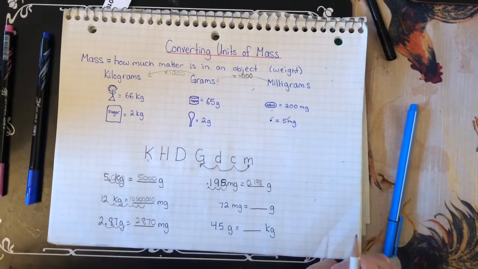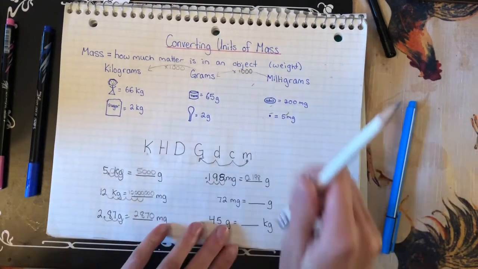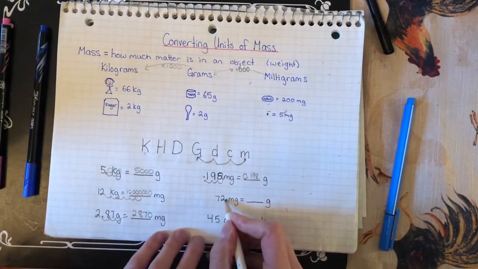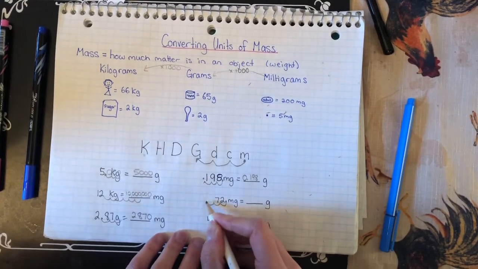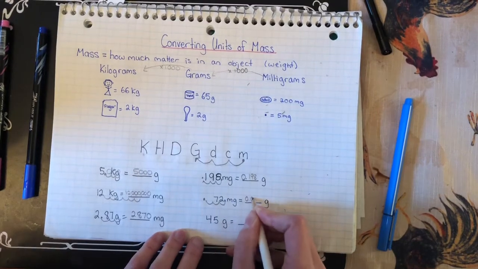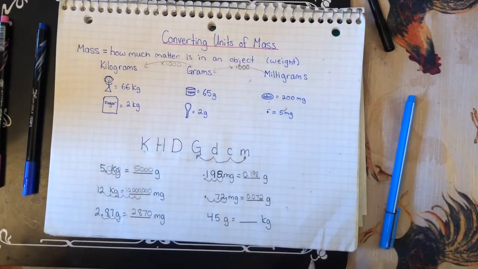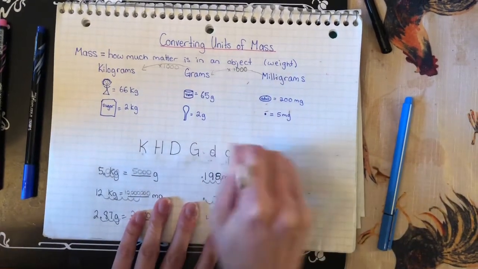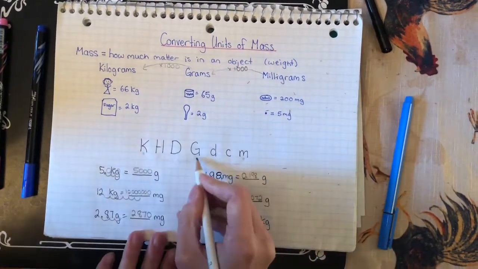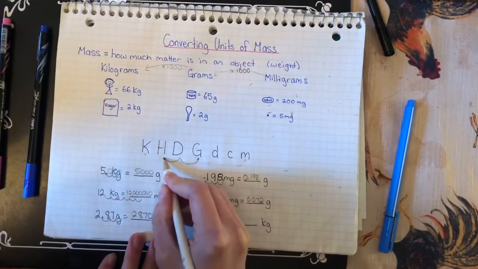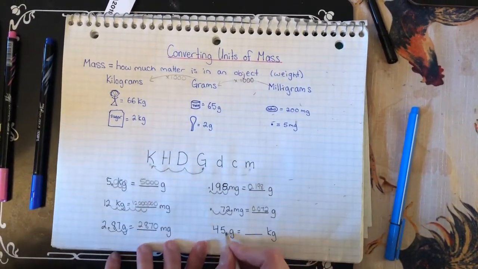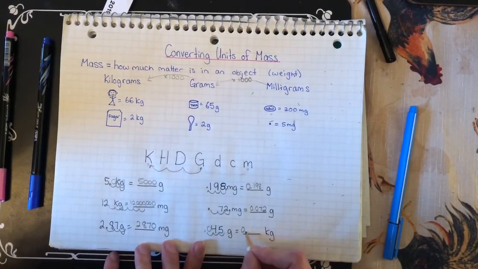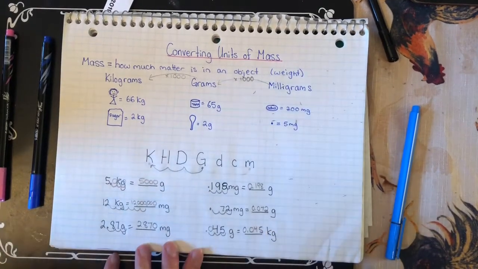So that means it's 0.198 grams. And I have, again, from milligrams to grams. I'm going 1, 2, 3. So 1, 2, 3. And now it's 0.072 grams. And my last one, let's go from grams to kilograms. 1, 2, 3 to the left. 1, 2, 3 to the left. So it's 0.045 kilograms.